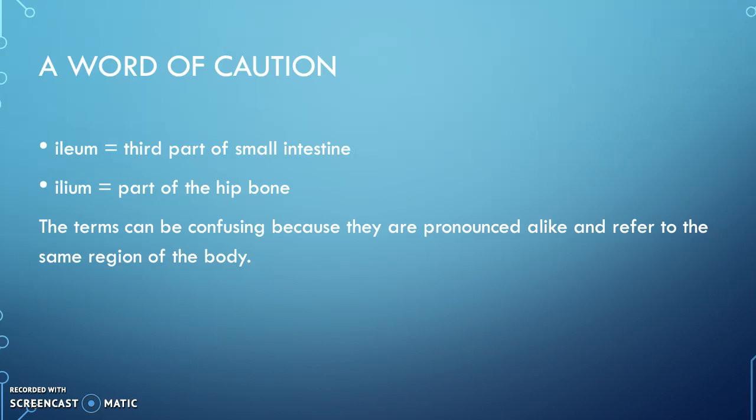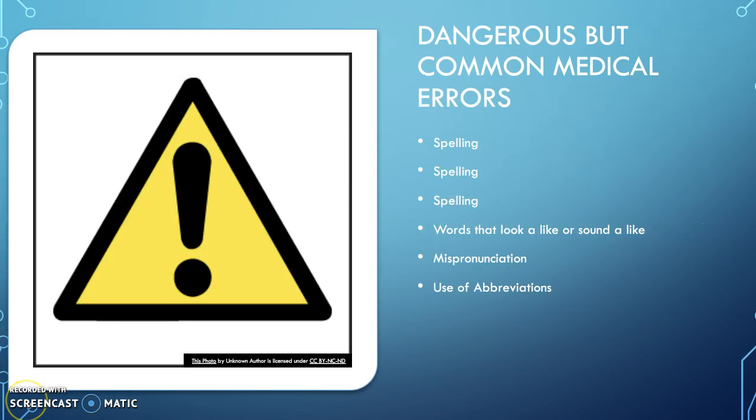A word of caution as you're breaking down your words. Be careful when you read them. One letter off can mean a completely different thing. For instance, ileum, the third part of the small intestine, or ilium, which is a part of the hip bone. Terms like these can be confusing because they are pronounced alike and refer to the same region of the body. This leads us into our dangerous but common medical mistakes.